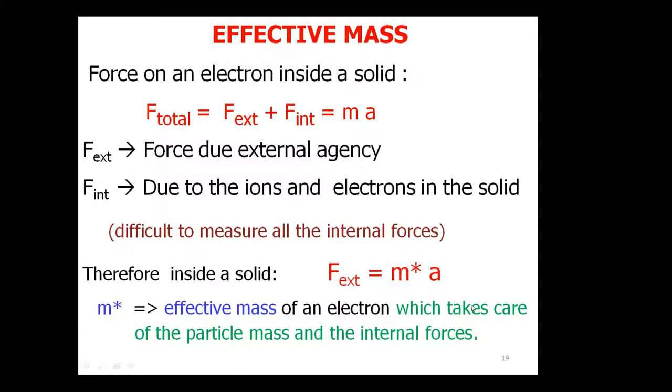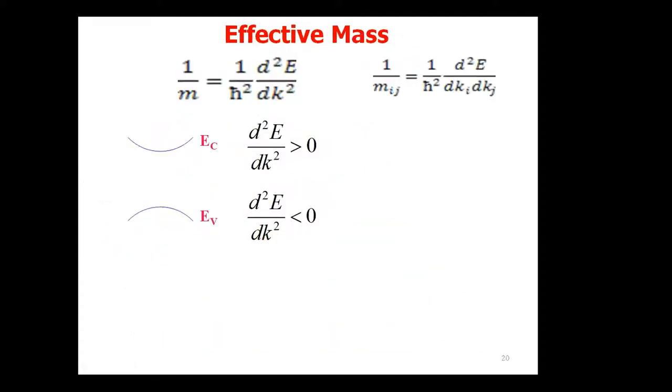So by combining this, you will get the effective mass. See how mass is negative. As you know from our previous slide, the effective mass is equal to 1 by (1/ħ²) d²E/dk². So you know in conduction band, if we assume the parabolic approximation, this curvature is positive because it is upwards. So d²E/dk² is greater than 0.